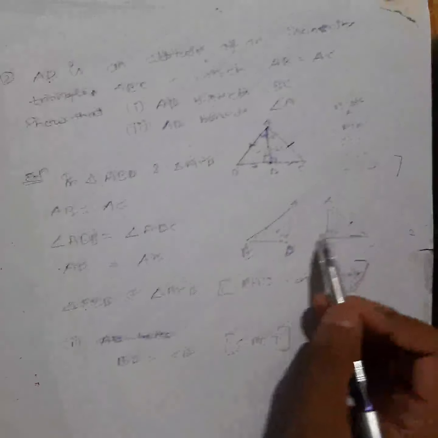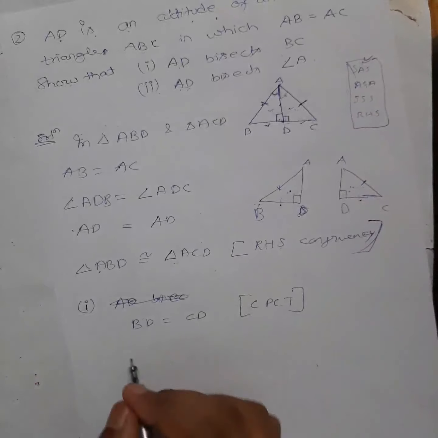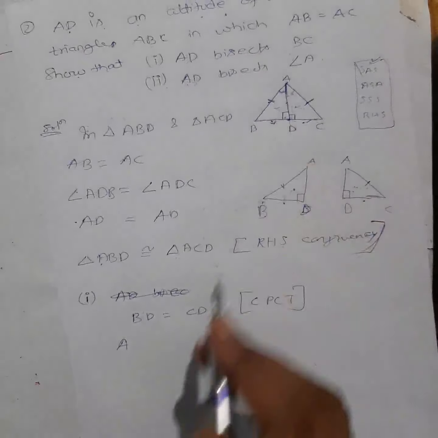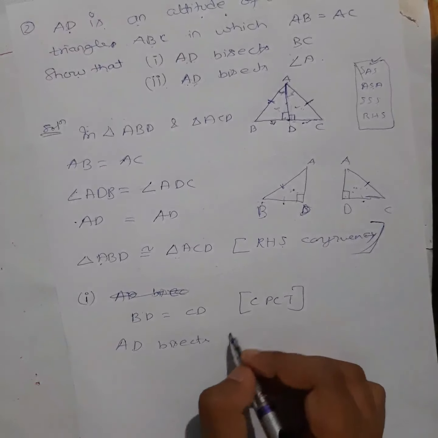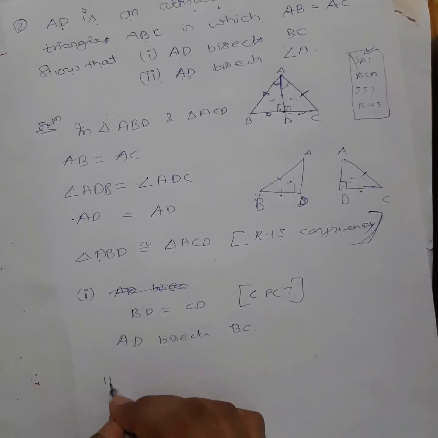I have already shown, right, these two triangles are congruent. So this and this will be equal. Why? Because they are corresponding parts of congruent triangles. Then from this what can I write? If this and this are equal, can I now write AD bisects BC. Done. Number 1.